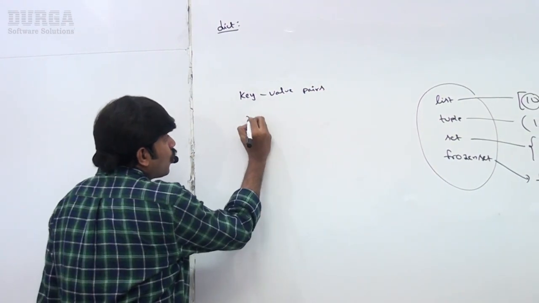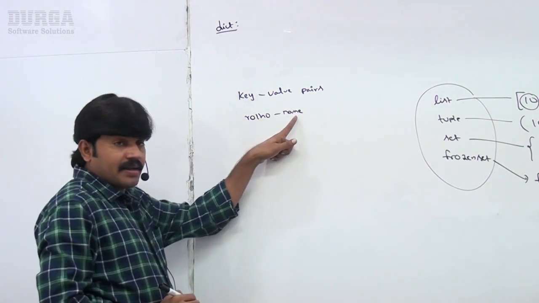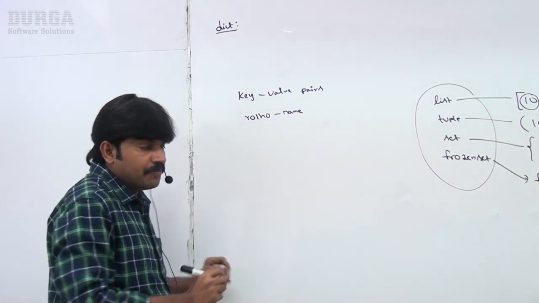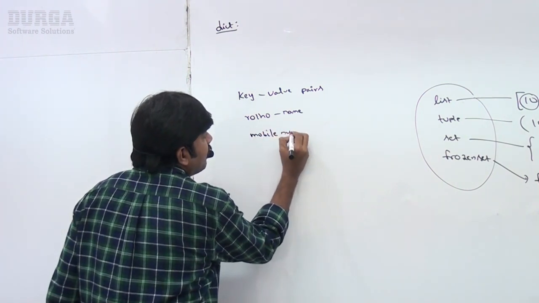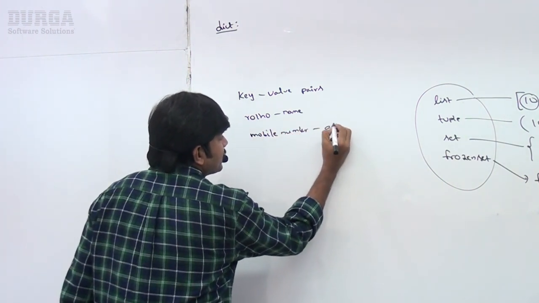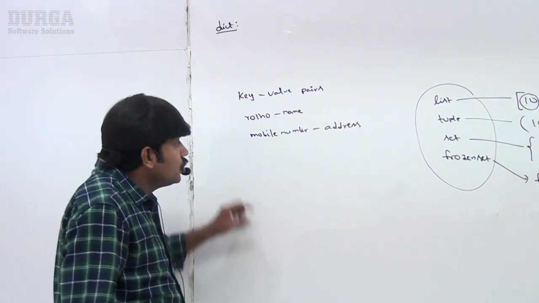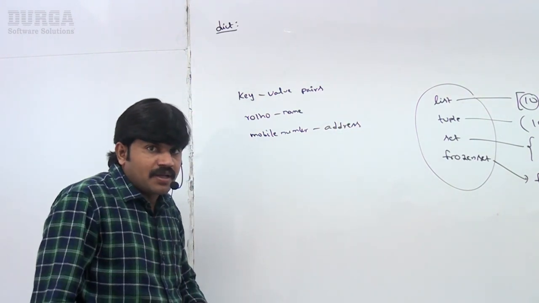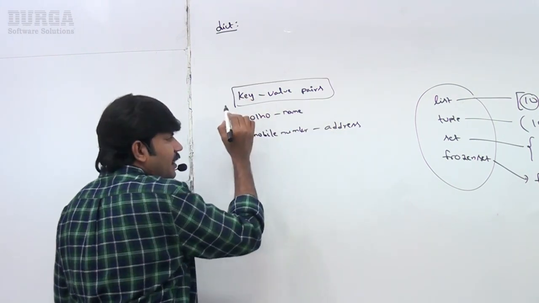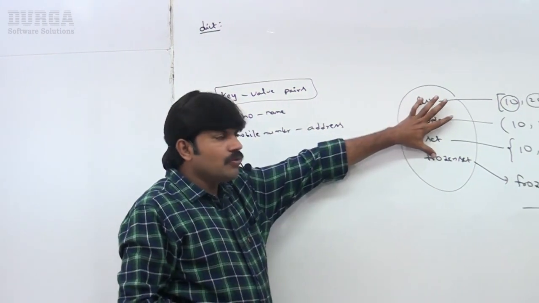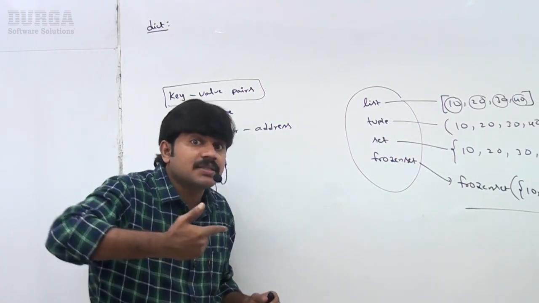Something like roll number and the corresponding name. Next, sir, mobile number and the corresponding address, something like that. So if you want to represent a group of objects as key value pairs, then we can't use these data types. For that, compulsorily we should go for the next data type.